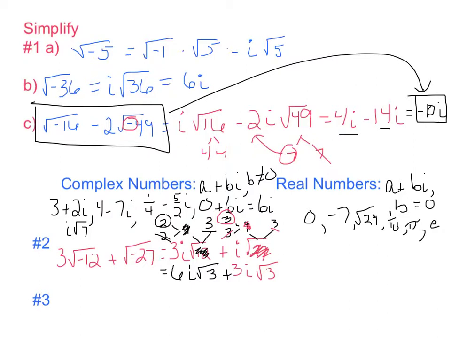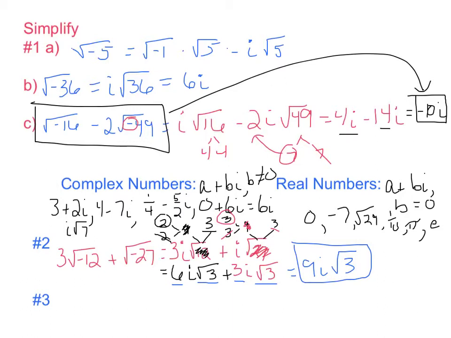Now, if the numbers inside the jails are the same, guess what? These are like terms, and you can put them together. 6i square root 3 plus 3i square root 3. Add your 6 and your 3. That's 9i times the square root of 3. Check it out. Very cool. That one's now finished. No more negatives inside the radical, and no more breaking down that you could have done.